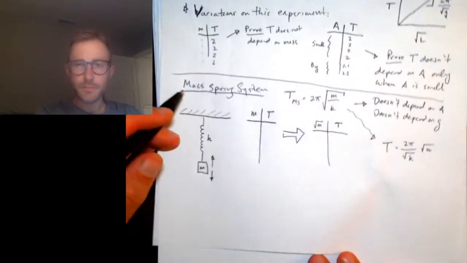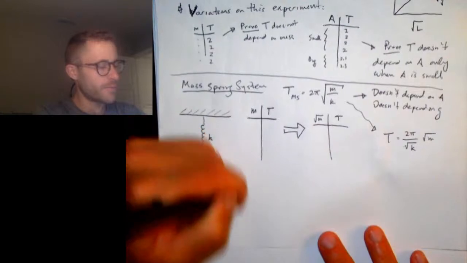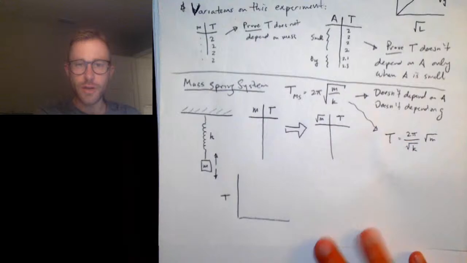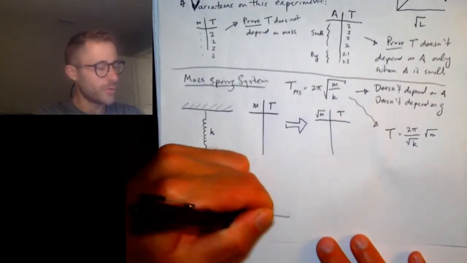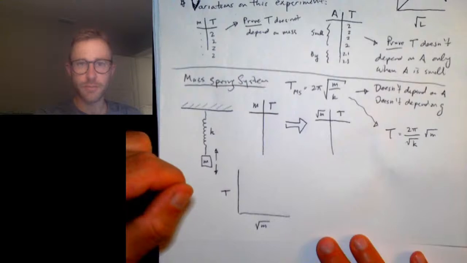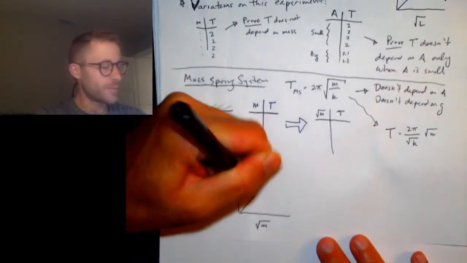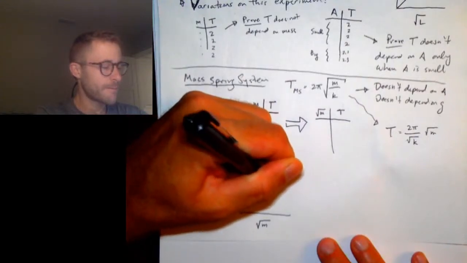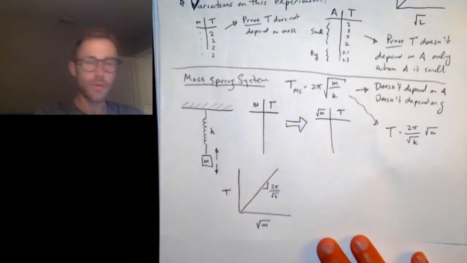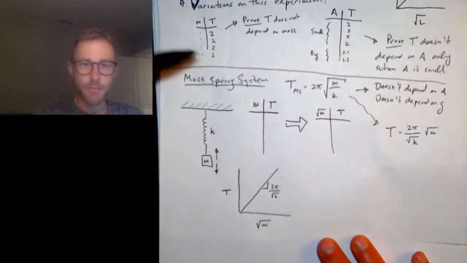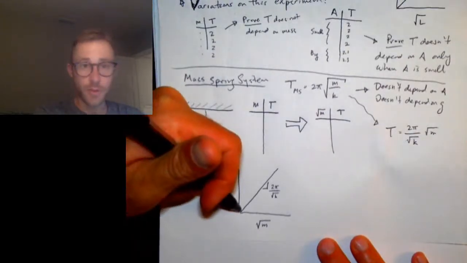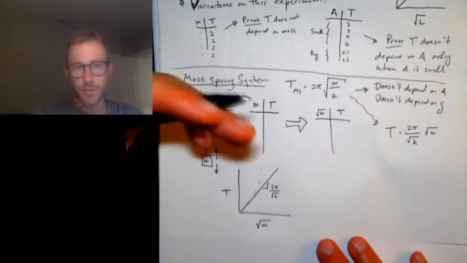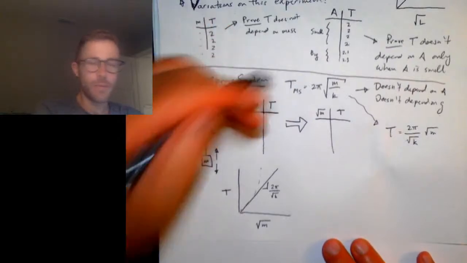So if we were to graph period on the vertical axis and square root of m on the horizontal axis, that would be a straight line, and the slope is 2 pi over square root of k. All right? So if you found something that wasn't a straight line, then that would mean that your experiment does not support the theory of the mass spring system.